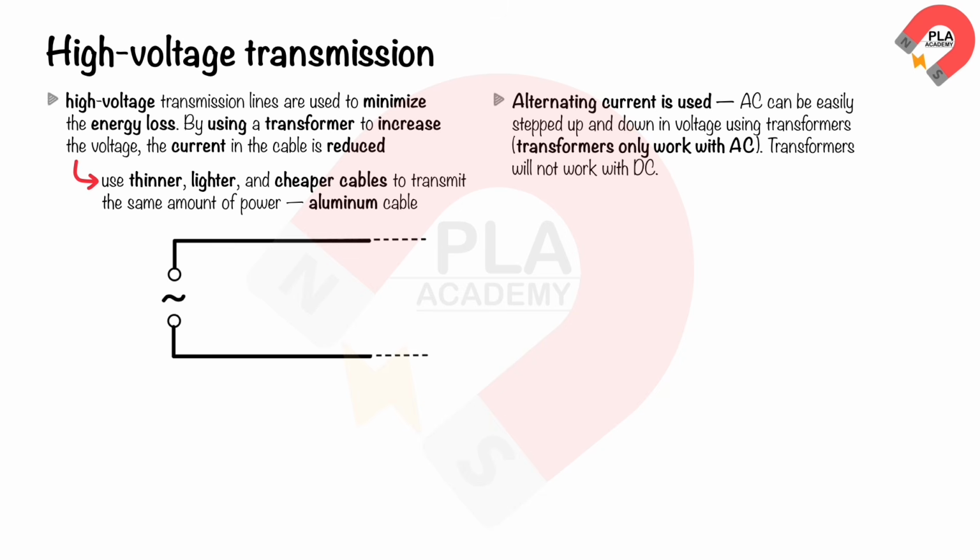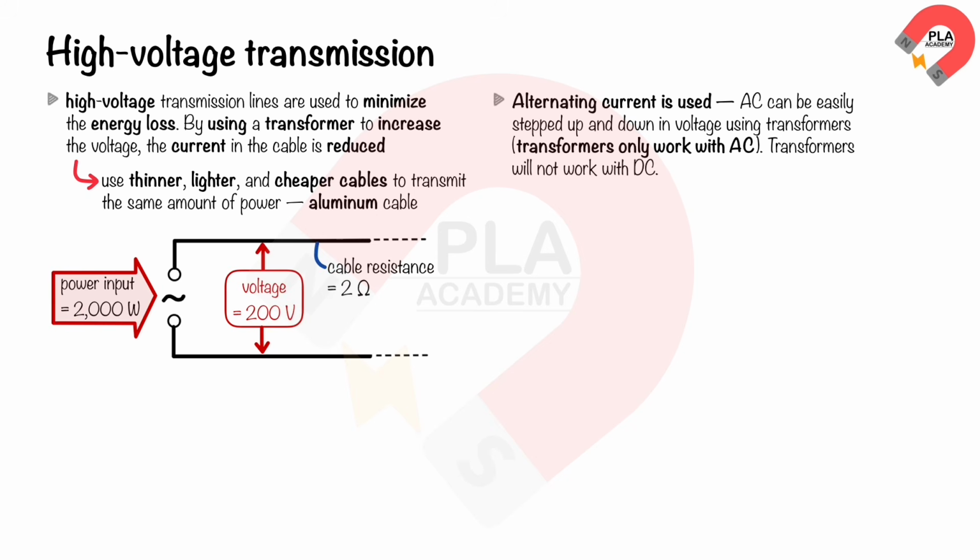The first circuit, the power input is 2000 watts, 200 volts and cable resistance of 2 ohms. The current flowing through the cable can be calculated by power equals current times voltage. To substitute, the power is 2000 and voltage is 200. The result of current is 10 amperes.